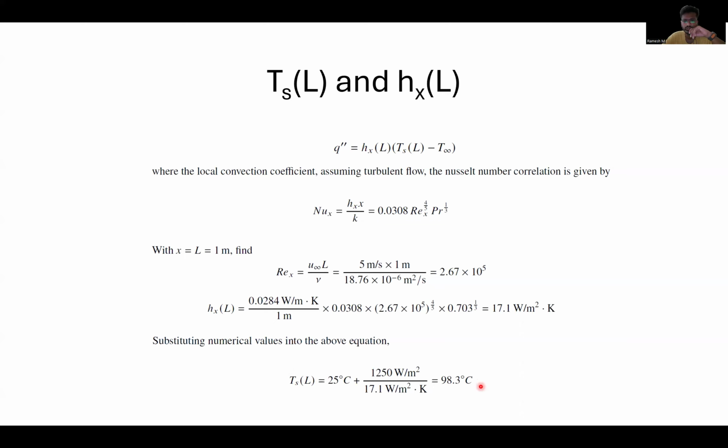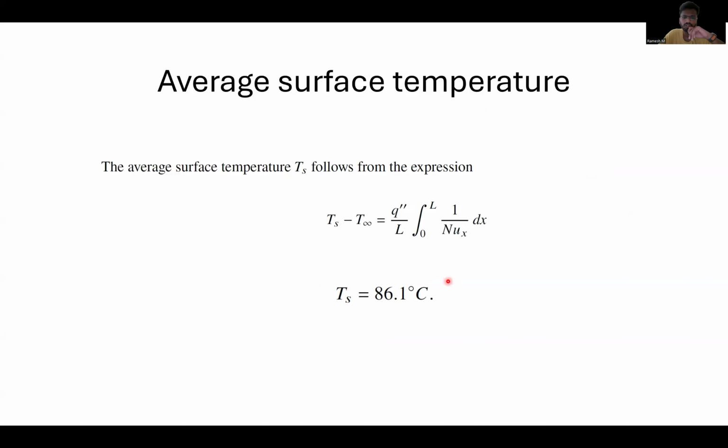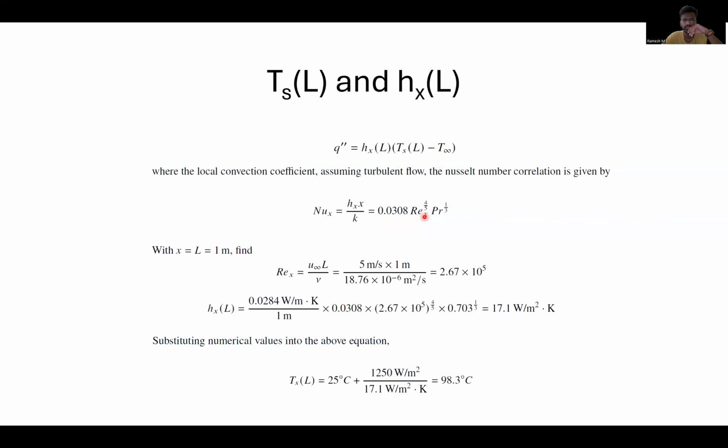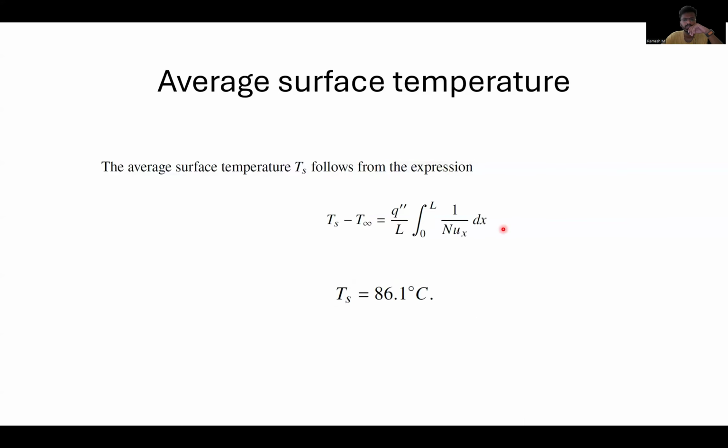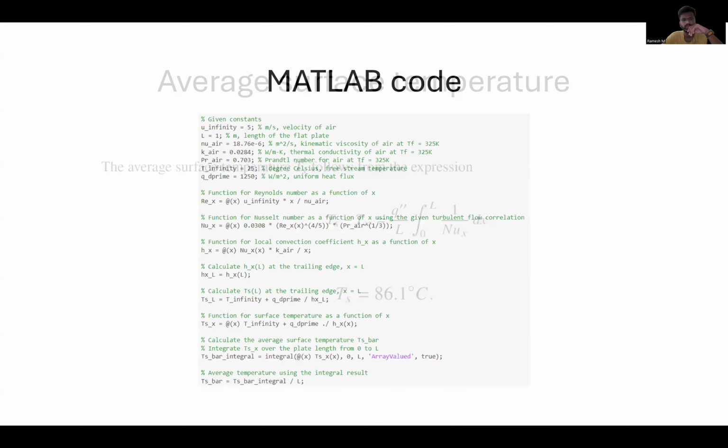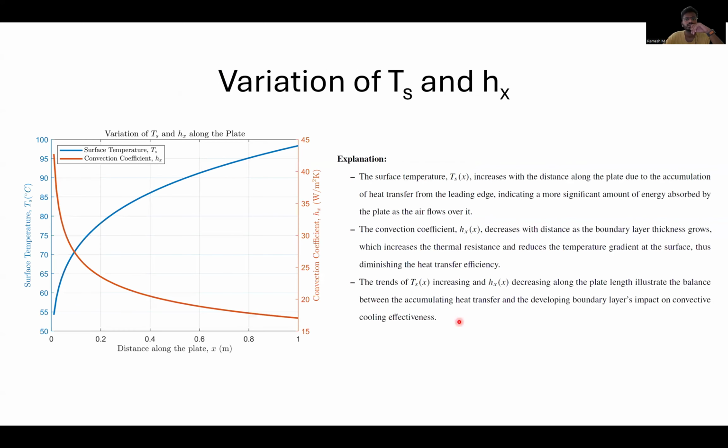These are all coded in MATLAB. And for the average surface temperature, we use the integral equation: Ts minus T infinity is equal to flux by length, integral 0 to L, 1 by Nu_x dx. Nu_x is given by this expression itself. With the help of MATLAB, the value is computed as 86.1 degrees Celsius. This is the MATLAB code written for this problem, and the variation of Ts and h is plotted as part of subsection C.